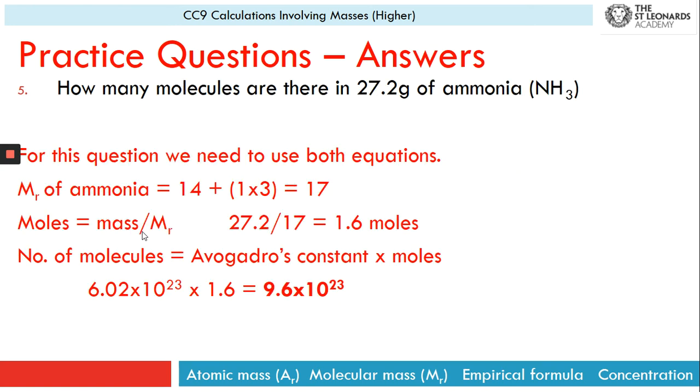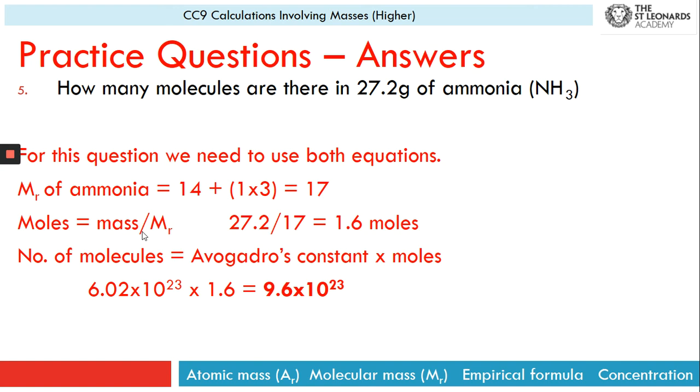Okay, final question. How many molecules are there in 27.2 grams of ammonia? Now this question we use both of the equations. So it's a little bit more tricky and would get you quite a few marks in an exam. So for this question, we would work out the relative formula mass of ammonia. So we've got 1 nitrogen, which is going to have a mass of 14, and we've got 3 hydrogens, which is going to be 3. Add them together is 17.